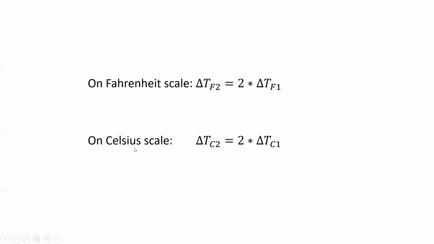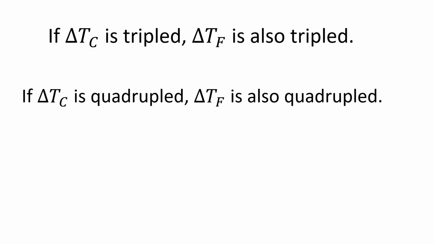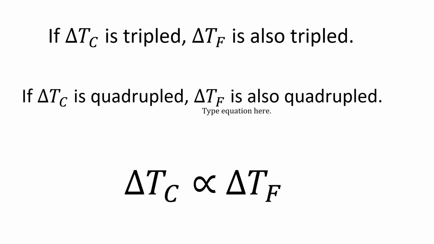So what I'm getting at is, if there's a temperature change for some substance, if you were to double that temperature change on the Fahrenheit scale, the temperature change on the Celsius scale should also double. If you were to triple the delta T for the Celsius scale, you would also expect that the change in temperature for the Fahrenheit scale would also triple, etc. And this is just another way of saying that these two temperature changes are proportional. Regardless of which scale you're using, Fahrenheit or Celsius, the change in temperature on one scale should be proportional to the change in temperature on the other scale.